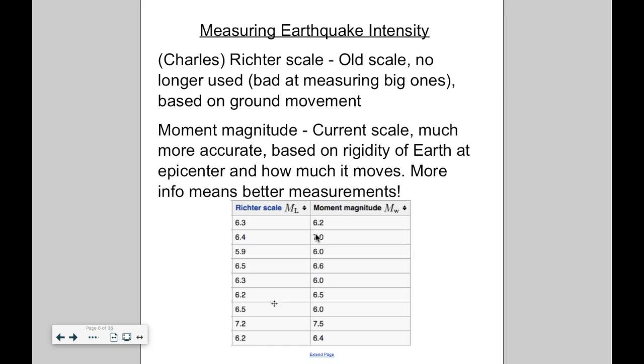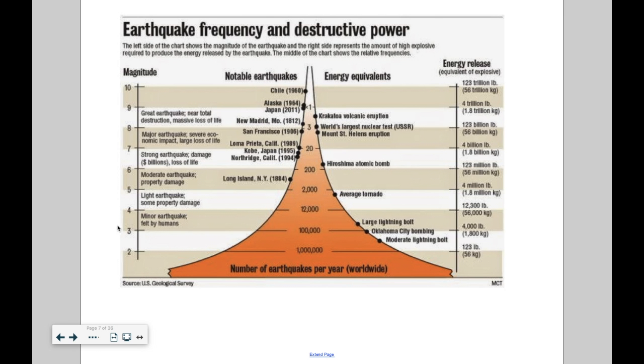It can go the other way too. In this example down here, we have the Richter scale rating an earthquake as much more significant than it was based upon the moment magnitude scale. So when we include more information in our measurements, they are more accurate.